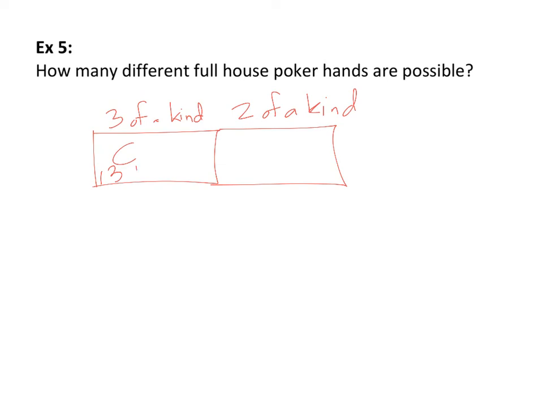So from those 13, I'm going to choose 1. Now, after you've chosen that rank, there's 4 cards in that rank, or 4 suits in that rank. So from those 4 cards, I'm going to choose 3 of them. All right, and that covers the 3 of a kind. Now I go to the 2 of a kind. Now I already picked 1 rank for the 3 of a kind, which leaves how many ranks to choose from? There are 12 ranks left to choose from. And from those 12 ranks, I'm going to choose 1.